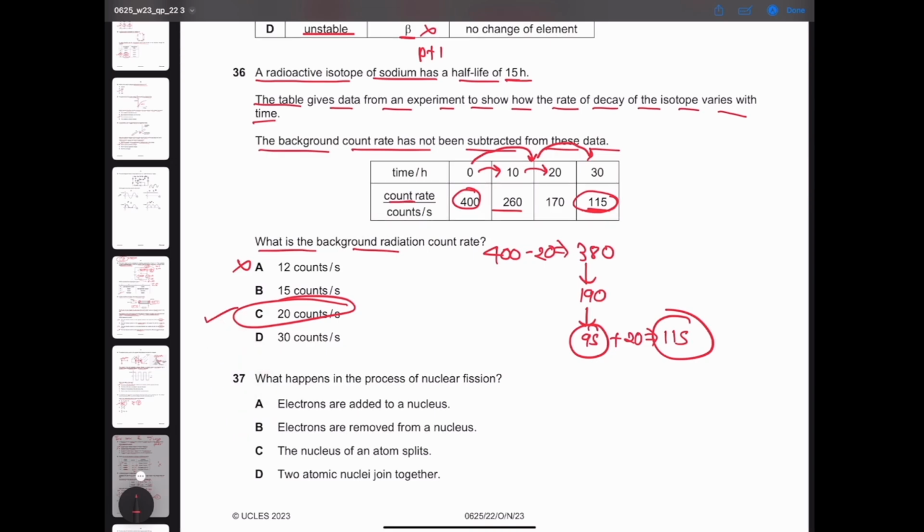Now, those of you wondering why we did not just divide 400: we cannot, because background radiation does not halve. There is no half-life to background radiation. There is only a half-life to the count rate, right? That is why we always have to subtract the background count radiation and then later add it back. You cannot do half continuously. Background radiation doesn't halve, it stays constant for these kinds of questions. All right, keep this in mind.